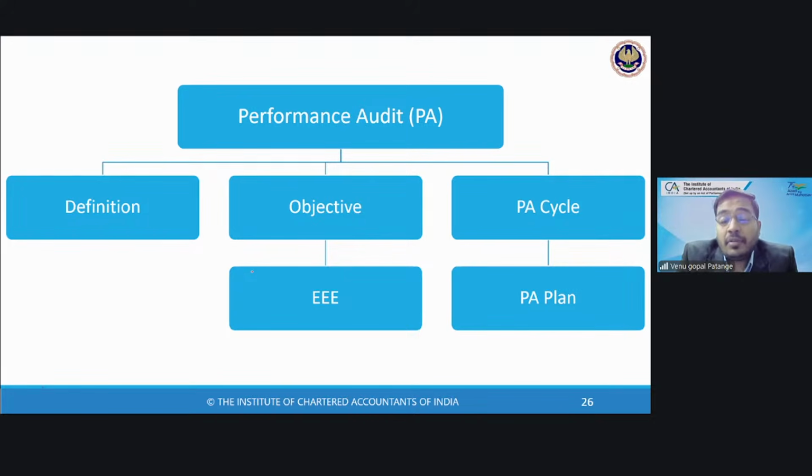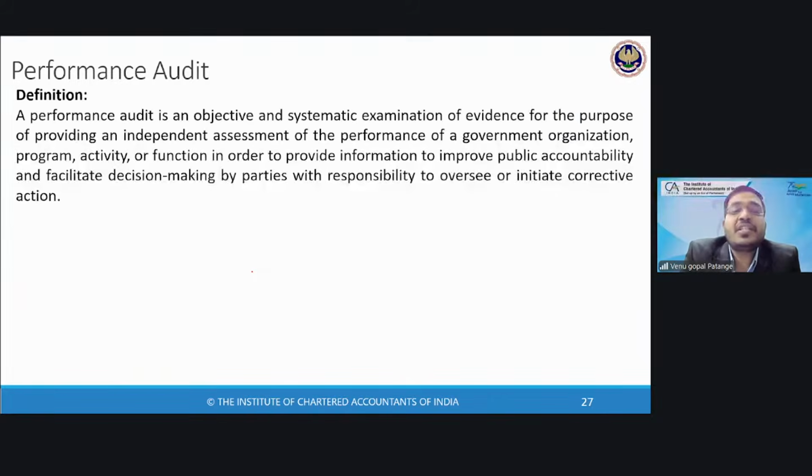Then we have a lot to discuss with respect to the performance audit cycle. So how performance audit happens at an overall level and how a performance audit plan is designed. There are numerous steps involved in the performance audit cycle and performance audit plan. We will discuss in detail. Let us start with discussing the definition.